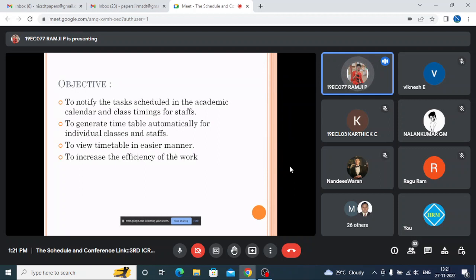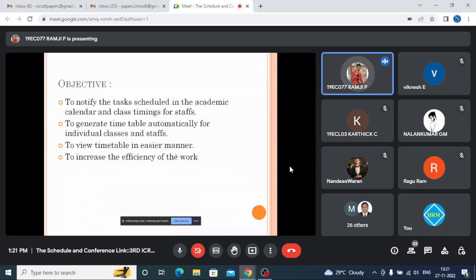The second objective of our project is to generate timetables automatically for individual classes and staffs. Nowadays, generating a timetable becomes a tedious job for the faculties. They have to see what the free hours the staffs have, and they have to mainly focus that collisions do not occur. So our project mainly gives a solution to that problem, and to view the timetable in an easier manner and to increase the efficiency of the work. These are the main objectives of our project.